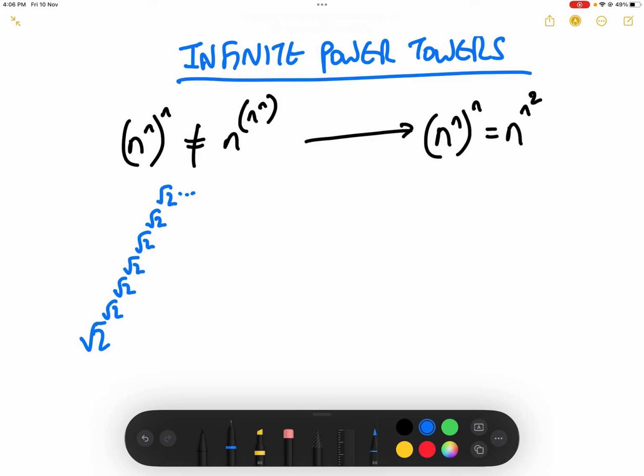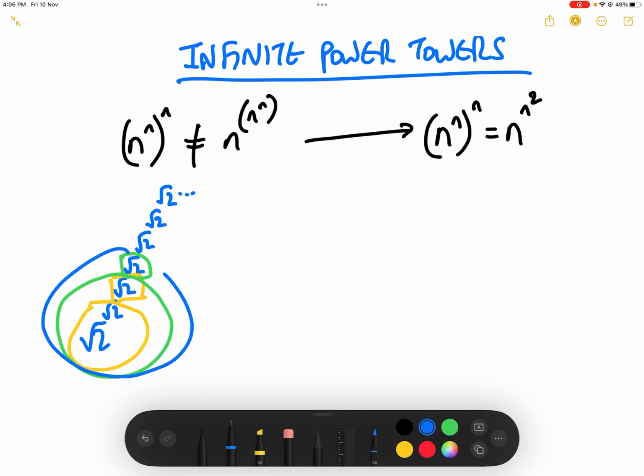And the answer is it gives both, depending on how we use the brackets. So there's two ways. The first way is, let's call it the bottom-up method, where we work this bit out, and then the answer to that we raise to the power of root 2, and then the answer to that we raise to the power of root 2, etc., etc.